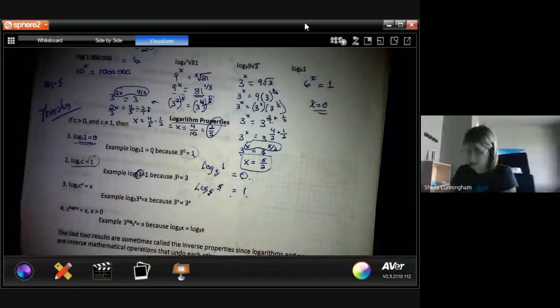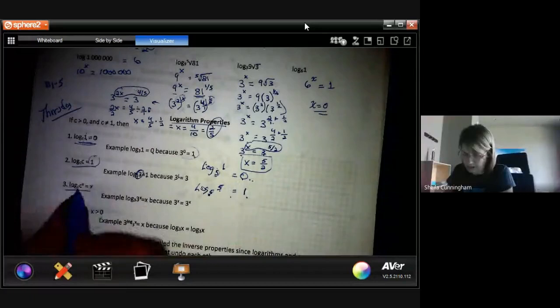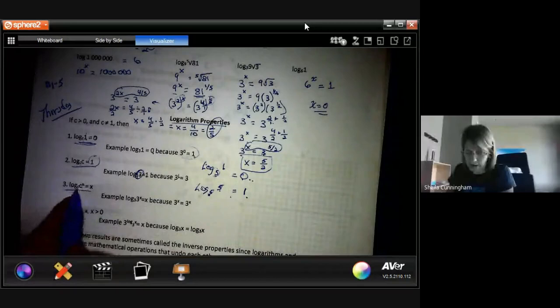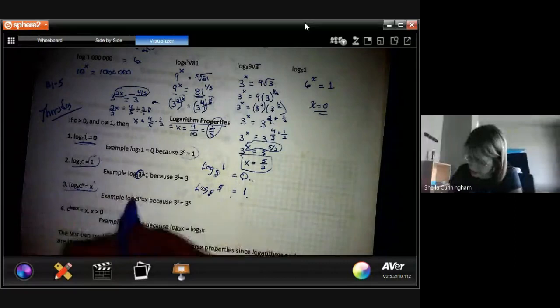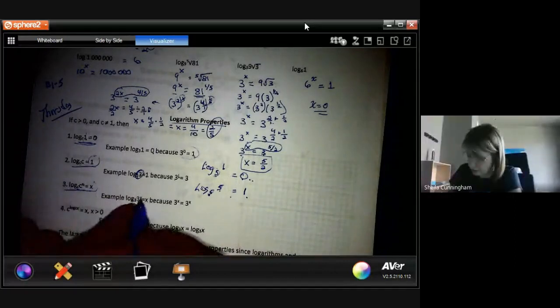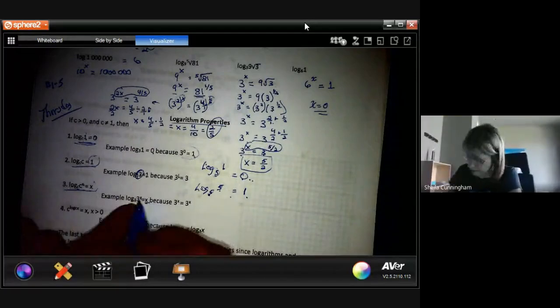Same thing in the next one. If you look at the next one, it's saying log base c of c to the power of x. This is saying if you've got a number as a base and that same number shows up right next to it to a power of some number, then your resulting logarithm, your answer, will actually be whatever that value is in your exponent. So in this case, if I had log base 3 of 3 to the power of x, my resulting answer would be whatever that x is.